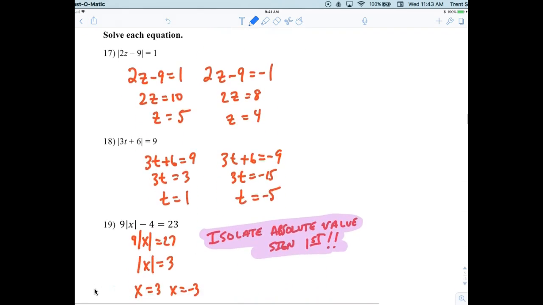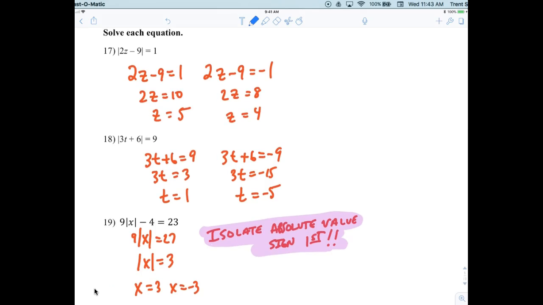Okay, now solving absolute values. Does everybody remember? When you solve an absolute value, first and foremost, the absolute value must be isolated. And then once it's isolated, you have to write two equations and solve them. So in this, I have |2z minus 9| equals 1. We write 2z minus 9 equals 1, and then we write 2z minus 9 equals negative 1. We solve both equations, and those are both solutions.